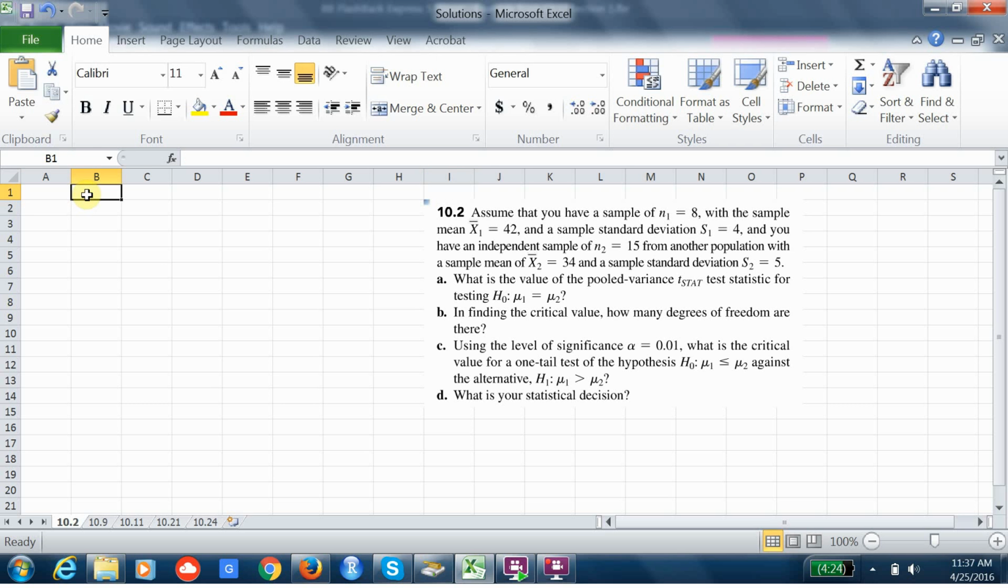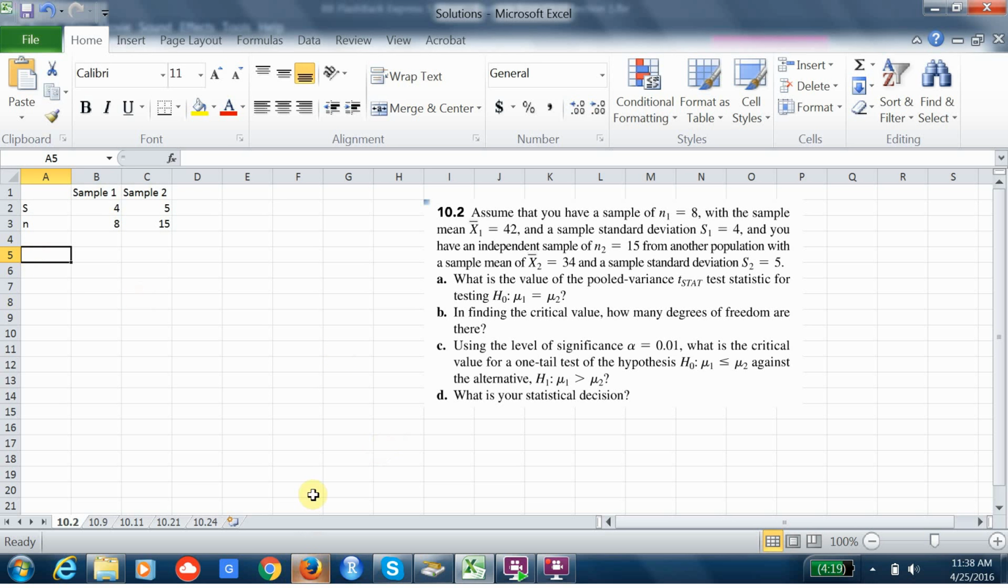So what I'm going to do is put sample 1 and sample 2, and I'm going to put the standard deviation. So here it's going to be 4, and here it's going to be 5. And the sample sizes here are going to be 8, and we said 15. And what we want to do first is compute the pooled variance. So the pooled variance is this formula, and I'm going to compute parts of it.